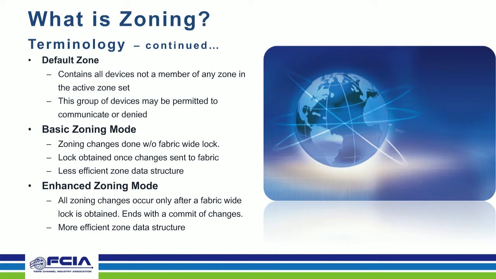In enhanced mode, as you are making changes, a fabric-wide lock is obtained on all the switches in the fabric at the same time, and then you can go in and make changes to your zoning database. That is a good way of preventing two administrators from making changes at the same time, where one's changes might be lost in basic mode. It also has a more efficient data structure, in that certain objects are referenced and not repeated. But that's kind of transparent and under the covers.